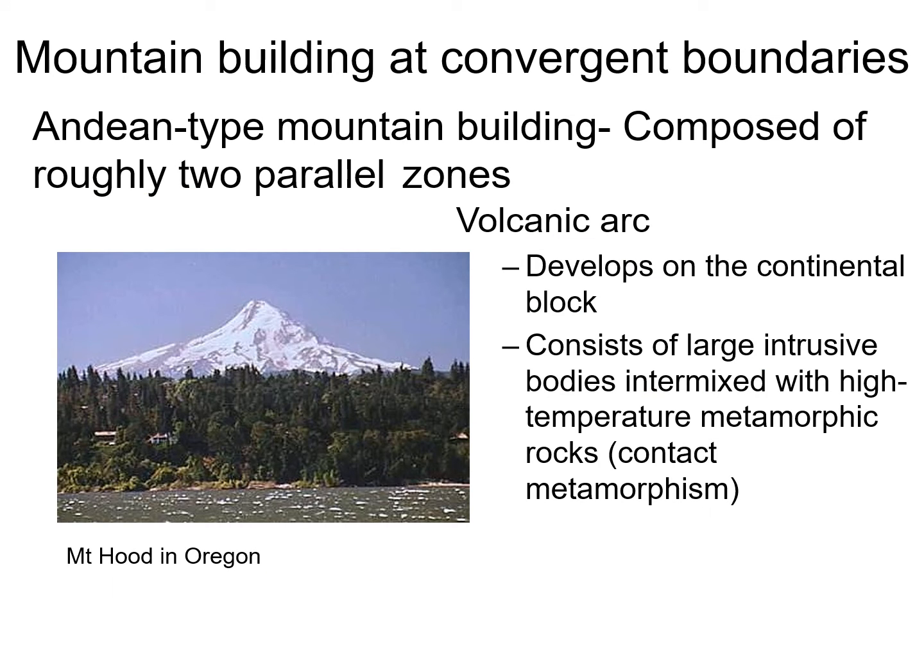Now, a great example of this Andean type mountain building are the Cascades. And again, we have a volcanic arc like what we see in Oregon and Washington State. There's Mount Hood in Oregon. And again, the volcanic arc develops on the overriding plate, which in this case is on the continent side. Now, in addition to the volcanism on the surface, you will have lots of metamorphism underground because of all that intruding magma, and that will cause some contact metamorphism.